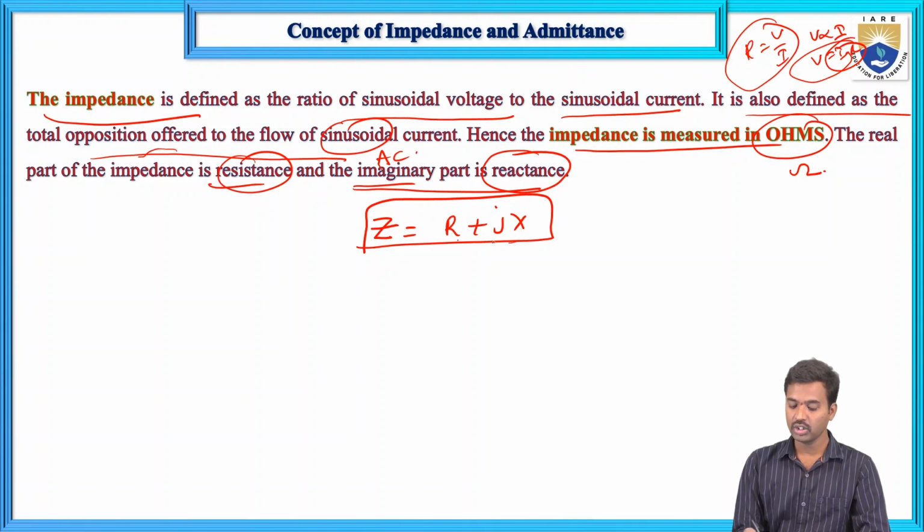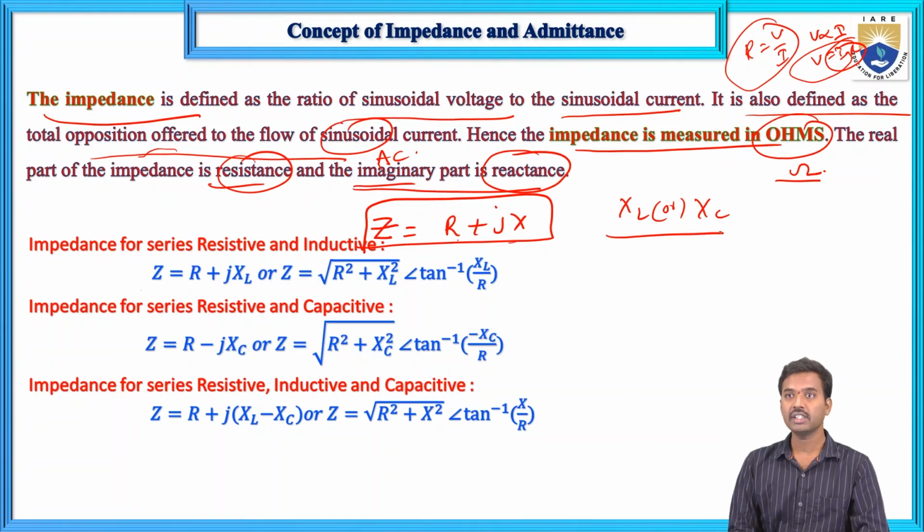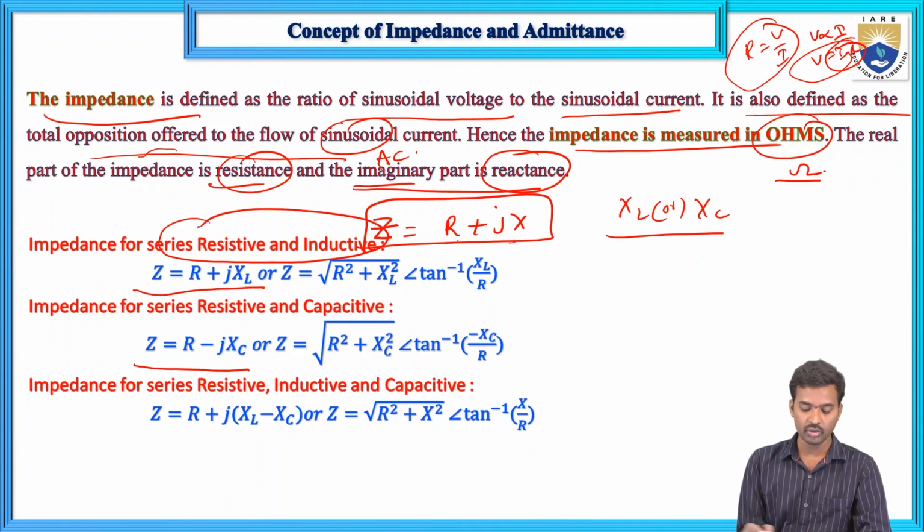The units for resistance, reactance and impedance are the same, that is ohms. Z equals R plus jX. Here the reactance X may be either inductive reactance or capacitive reactance, XL or XC. Z equals R plus jXL and Z equals R minus jXC. This is a series resistor and inductive reactance case, and this is for capacitive reactance, Z equals R minus jXC.